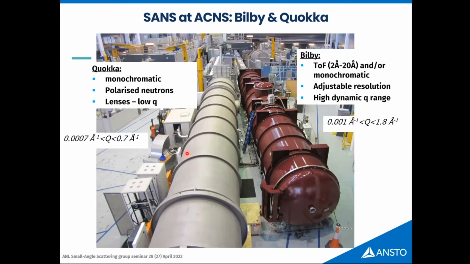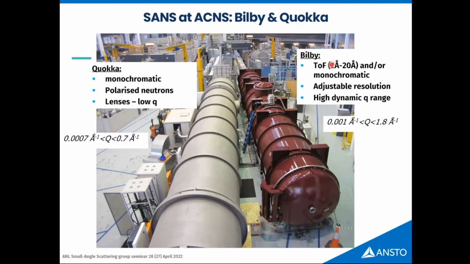Why two? I think all of us know why we need more SANS, because it's always oversubscribed. Also, when we had the project to build Bilby, the question was what we should build that would perform very well but be different from Quokka, just for the sake of covering a bit more science. Quokka is a monochromatic instrument, but it can have polarized neutrons. It has a polarizer up there. It has lenses, so it can focus neutrons and go to low Q.